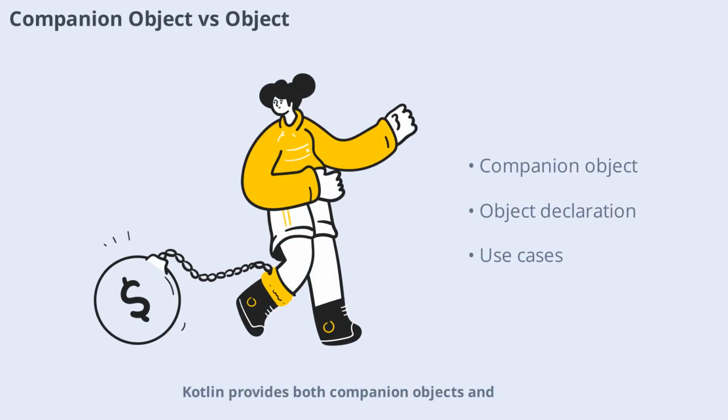Kotlin provides both companion objects and object declarations for different use cases. Interviewers may ask you to compare them and explain when to use each. Mastering these concepts helps you write idiomatic Kotlin code.